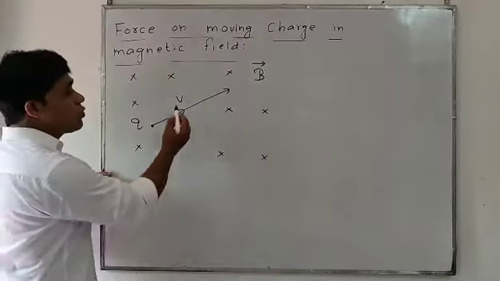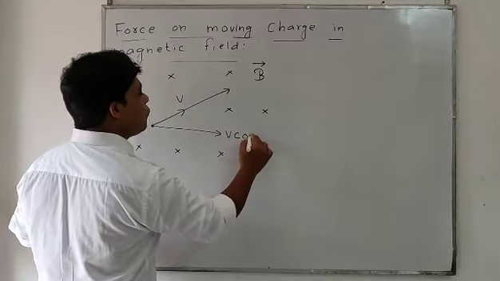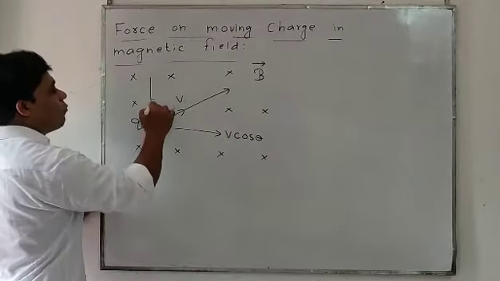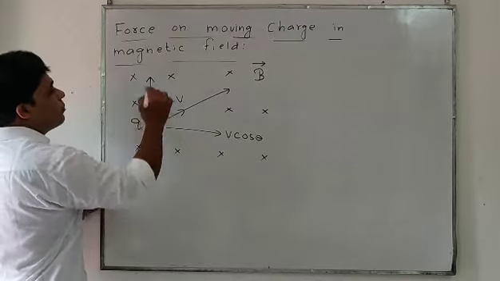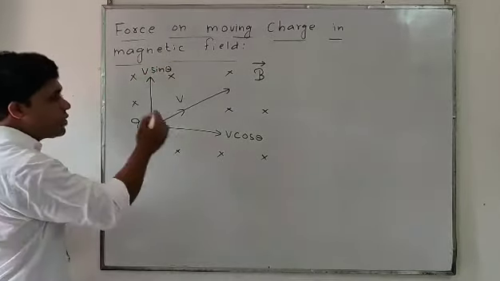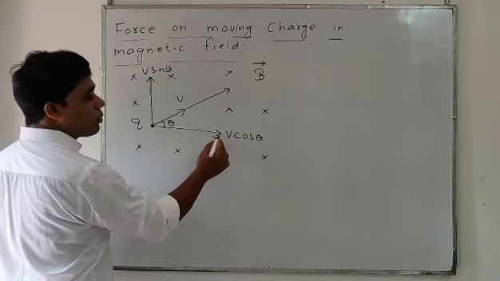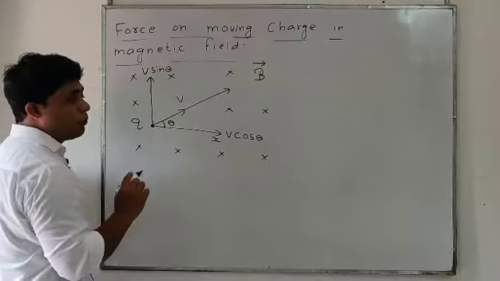The velocity of the charged particle has two components. The horizontal component is taken as v cos theta and the vertical component is taken as v sin theta. Students, this charged particle is making angle theta with the x axis and moving with velocity v.